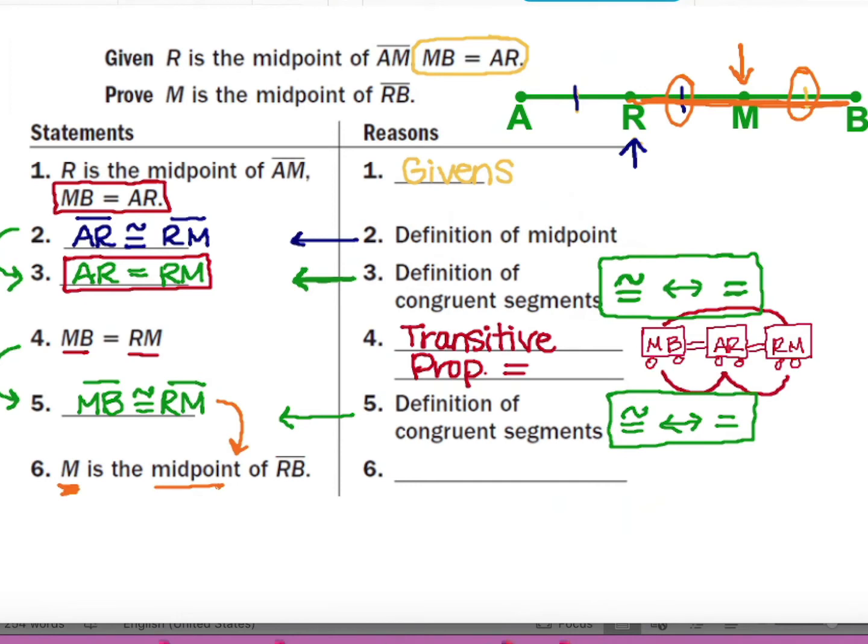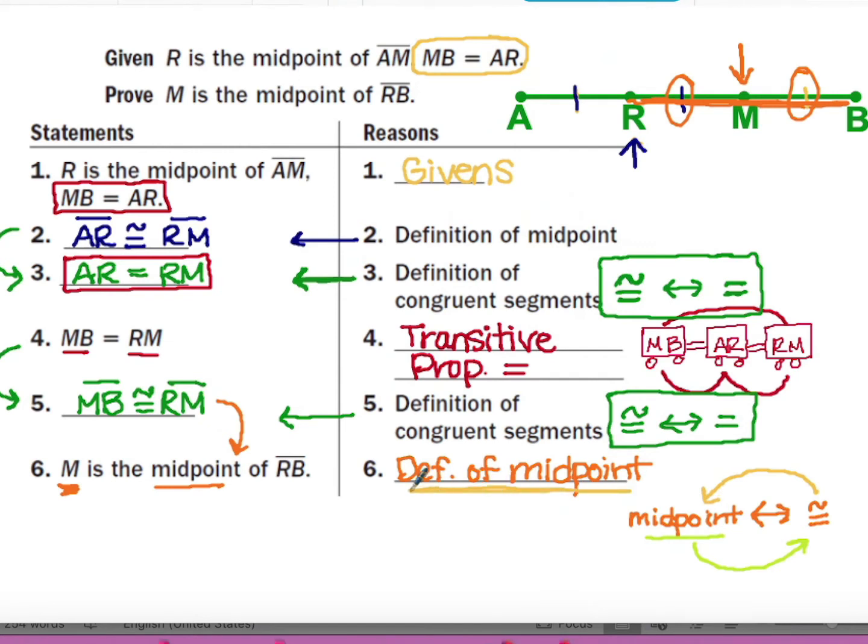How do we know? Because that's what a midpoint does. It cuts a segment into two congruent pieces. So this would actually be definition of a midpoint again. If you looked up midpoint in the dictionary, it would tell you that it's a point that cuts a segment into two congruent pieces. And remember that definitions are always biconditional, so if we had two congruent pieces, then we can say we've got a midpoint. And both of those reasons would fall under definition of a midpoint.